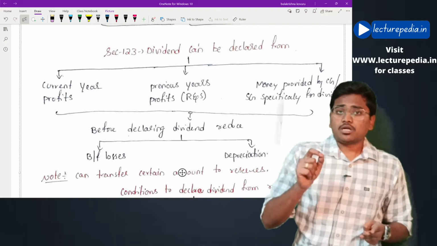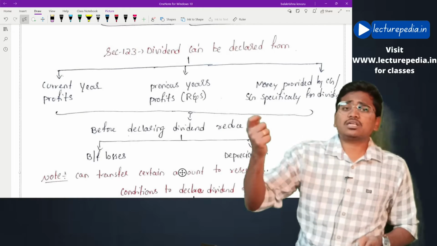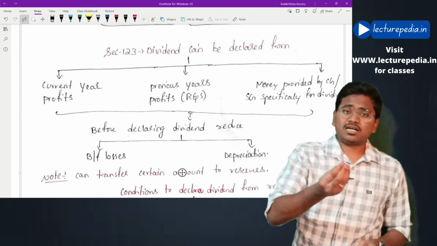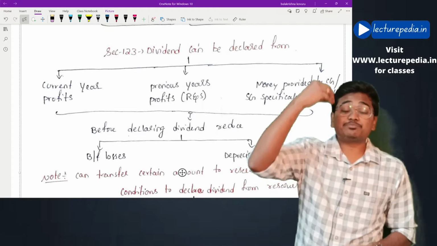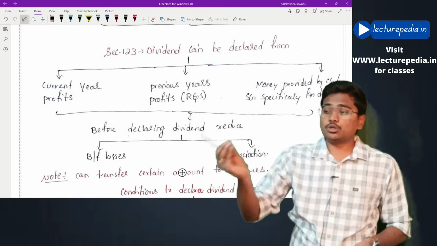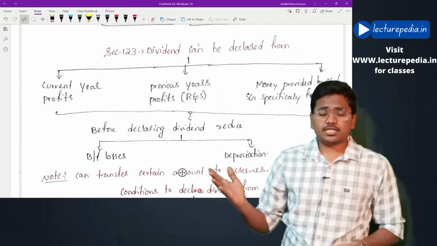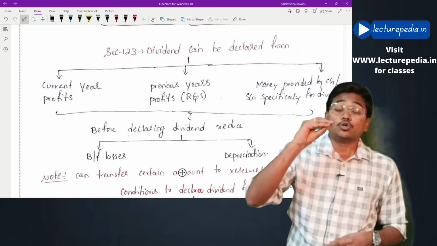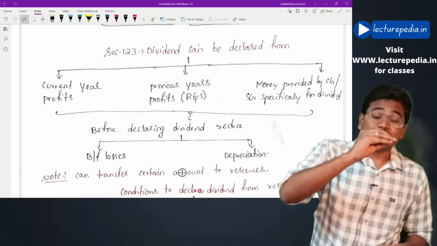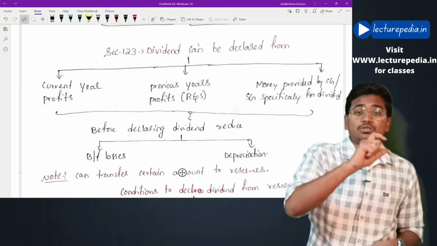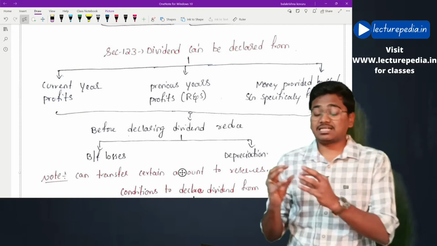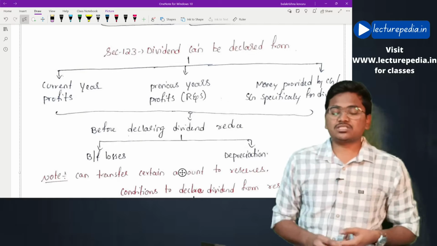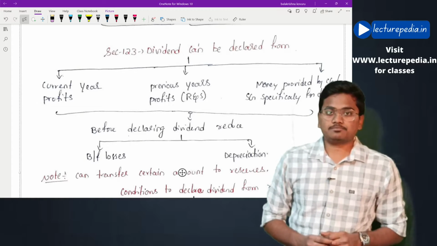Third source, either central government or state government will be giving some grants to the companies, and these grants will be specifically for dividend. In order to encourage certain companies, the central government or state government will give a certain amount as a grant, so that the companies will have to give that grant amount as a dividend to the shareholders. This grant is exclusively for offering the dividend. These are the three sources from which dividend can be declared.